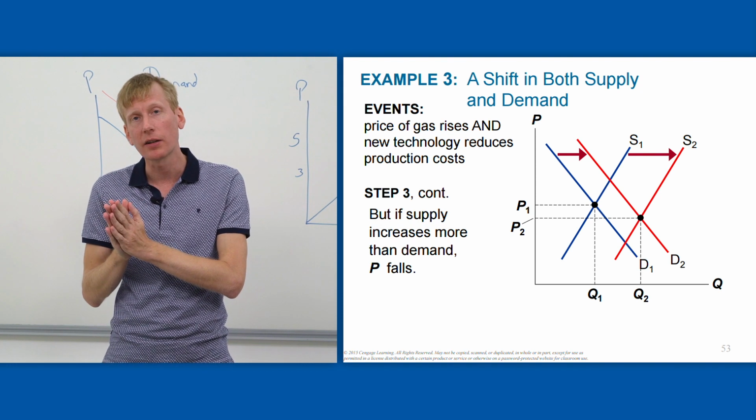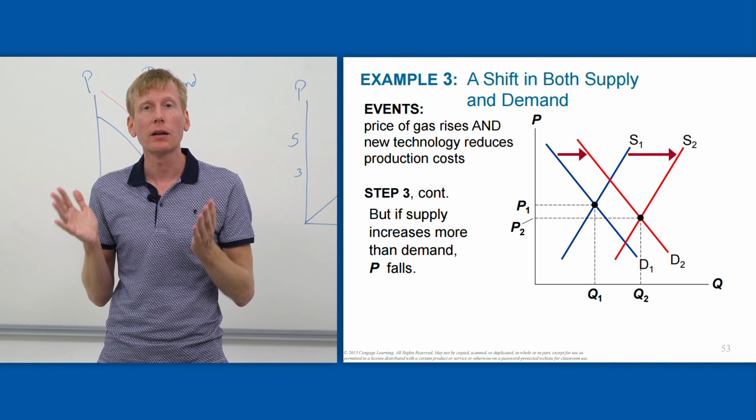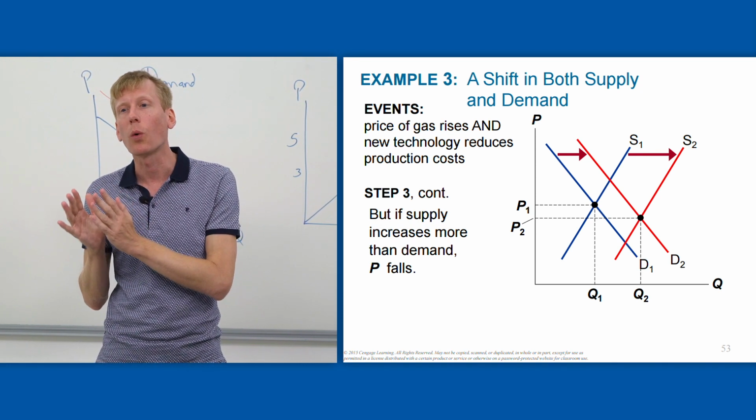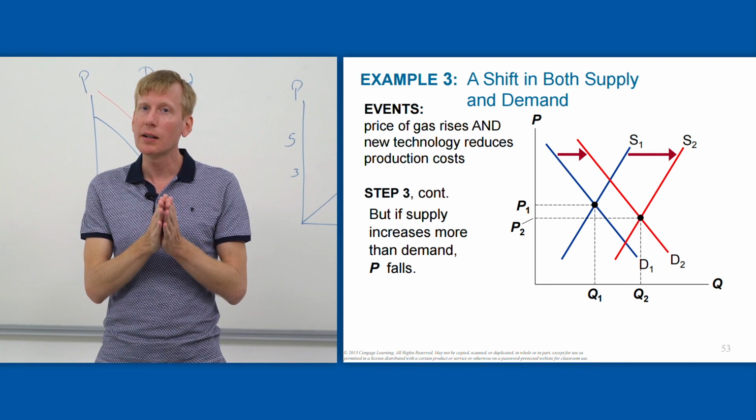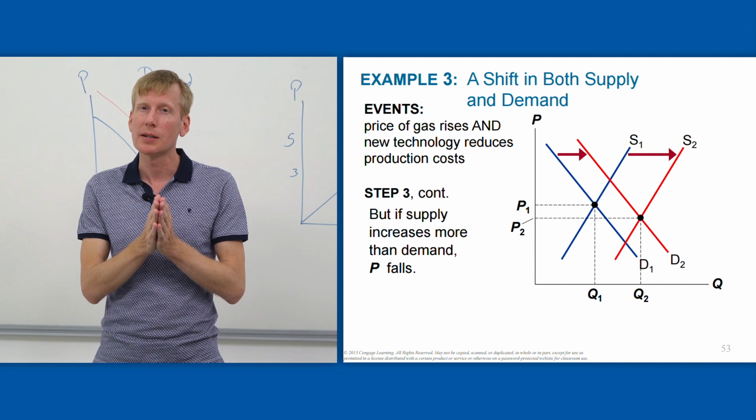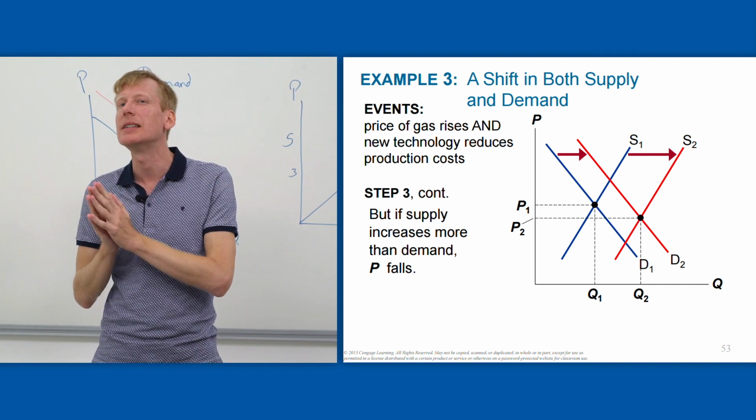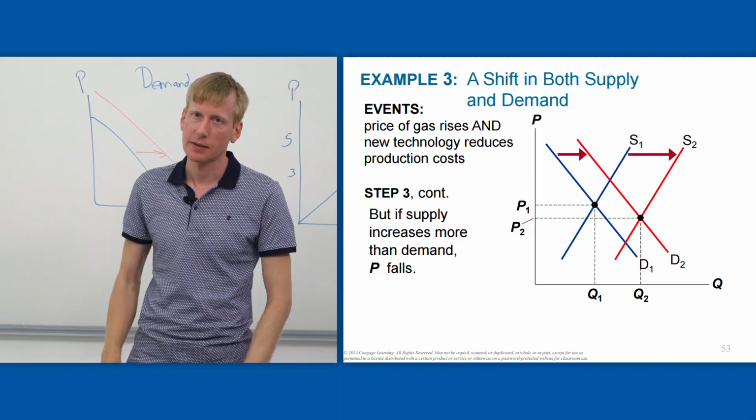In both of these scenarios, we still have a large increase in the equilibrium quantity. But in the first scenario, we have an increase in the equilibrium price, and in the second scenario, we have a decrease in the equilibrium price.